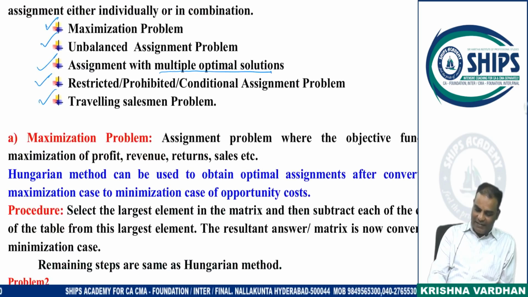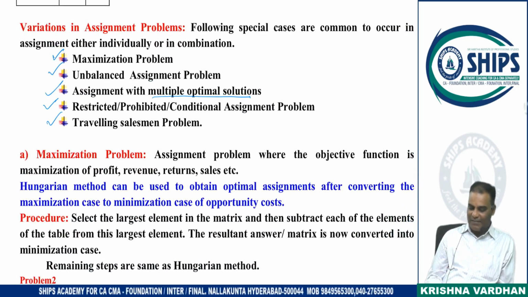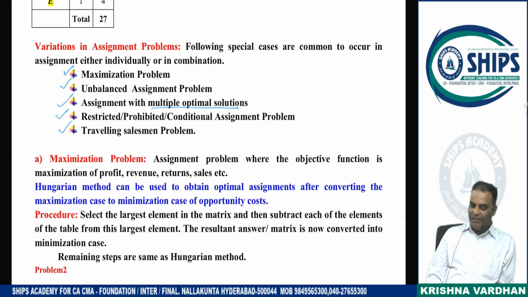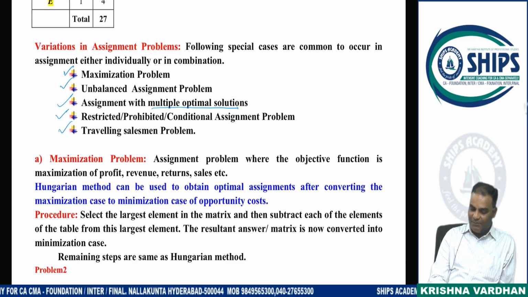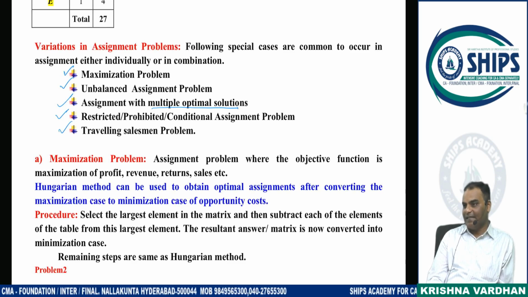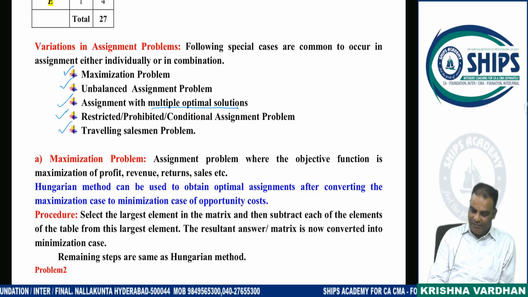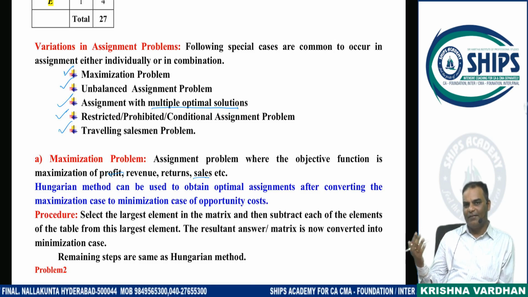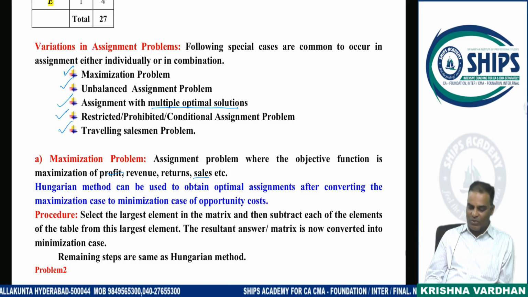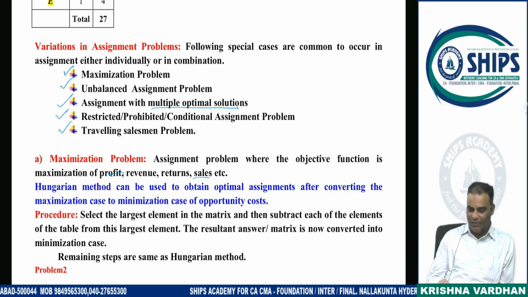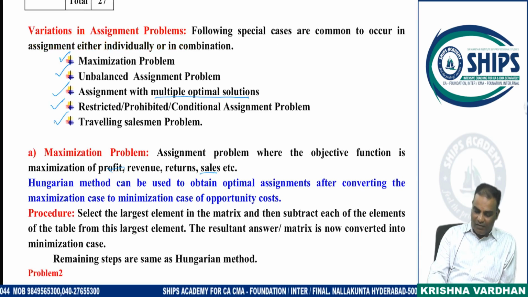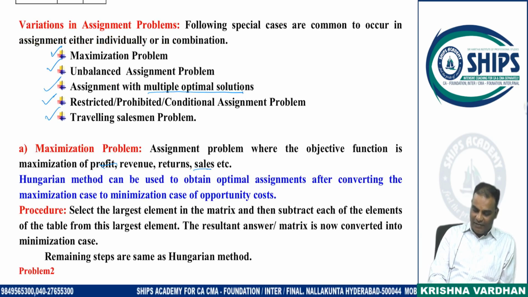Now let us talk about what is maximization case. The assignment problem where the objective function is maximization of profit, revenues, returns, sales. As I said, profits and sales are the two words which generally get repeated. In extreme cases he may talk about revenues, returns and all. See, this I have written here only.